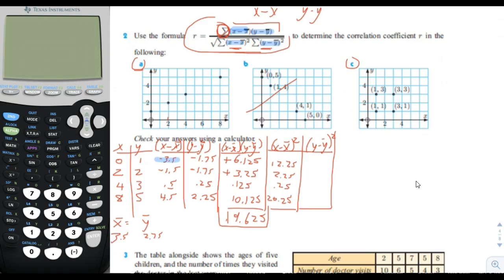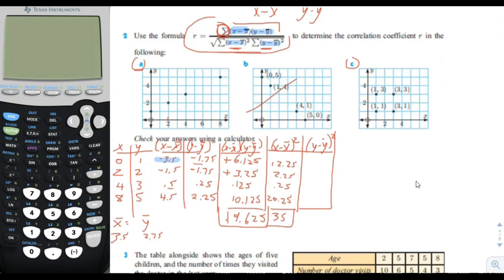Then to add all those up, I just need to use a calculator again. I'm sure using the calculator a lot to figure out what goes on in the calculator. Okay, the total is 35. Who knows if all these are right? I do the same thing with y minus y bar.